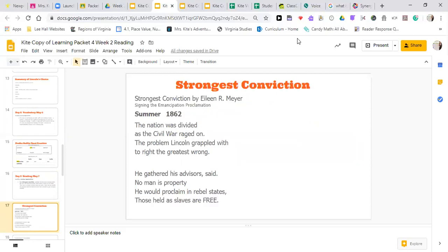This is Strongest Conviction by Eileen R. Meyer. Signing the Emancipation Proclamation. Summer 1862. The nation was divided as the Civil War raged on, the problem Lincoln grappled with, to right the greatest wrong. He gathered his advisers, said, "No man is property." He would proclaim in rebel states, those held as slaves are free.